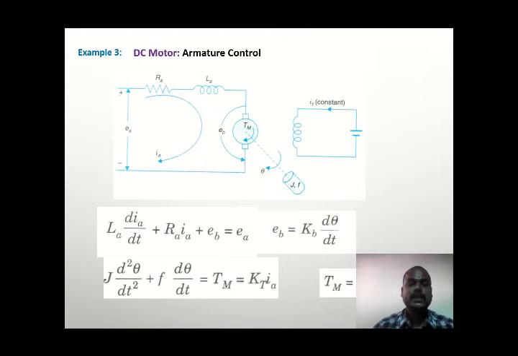So we can see here that applying the electrical voltage, first it converts into current, and then this current is converted into torque, and that torque produces the rotation in the shaft, and we can obtain theta, d theta by dt and d square theta by dt square.